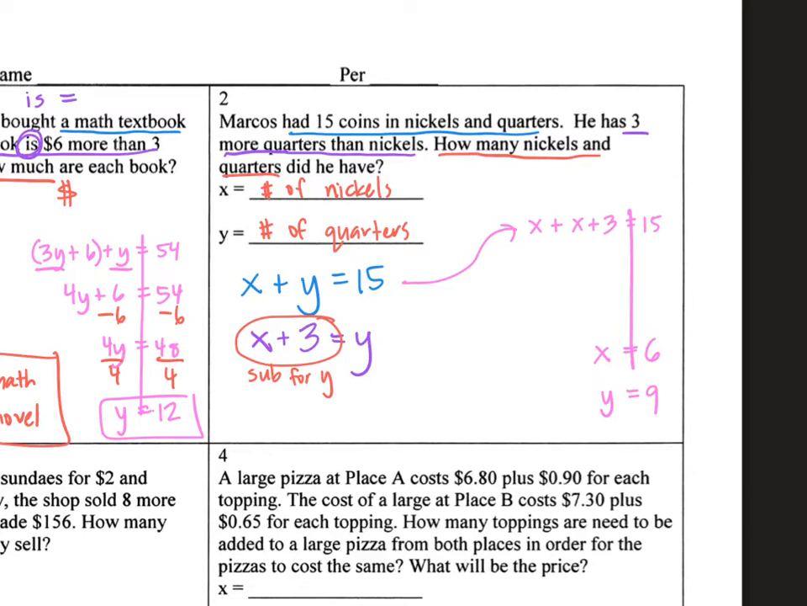Let me write this so it's more accurate here. Our answer is 6 nickels and 9 quarters. As you go through these problems, here's my suggestion. Go through, read the problems. First, identify what your X and Y represent. Remember that it's going to come from the question that's being asked. Be as specific as you can get. That's going to help you build your equations.